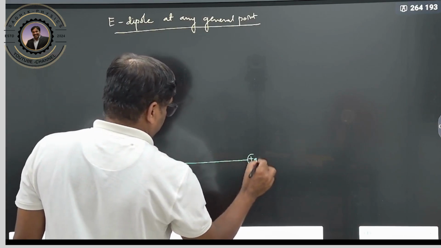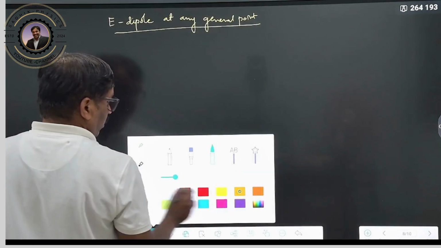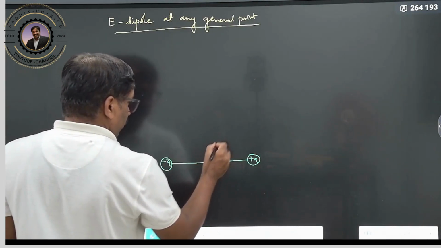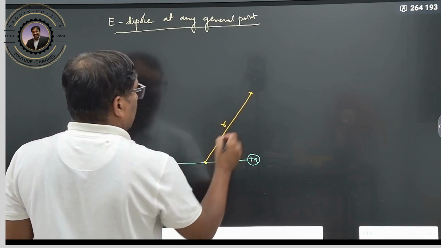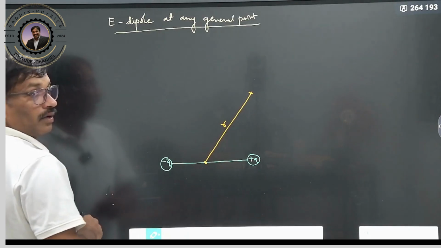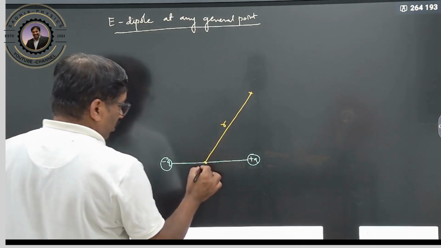This is here plus q. So here, what we want to calculate now? We want to calculate from the center, at certain distances r. Here, what is the dipole moment now?